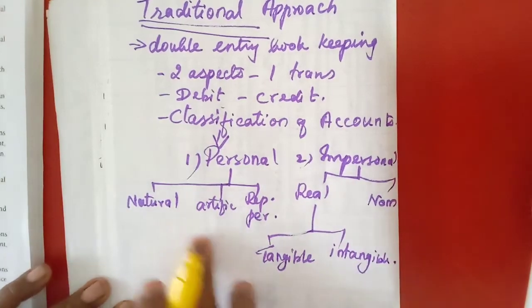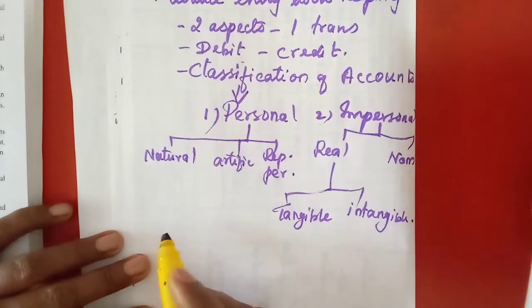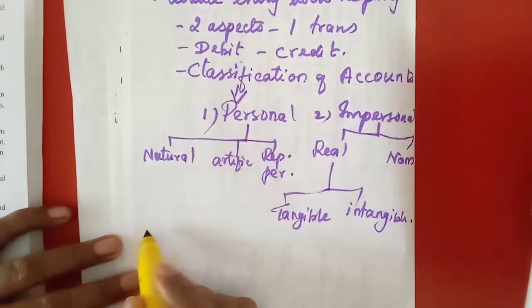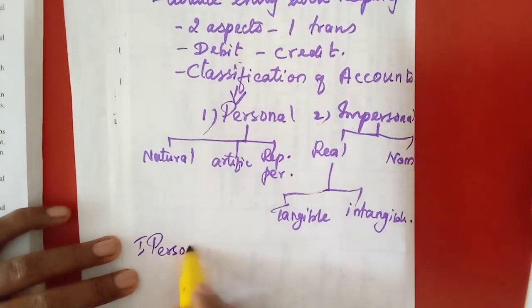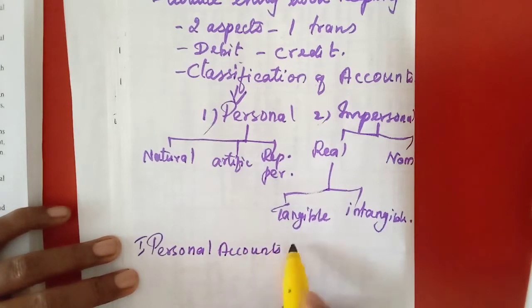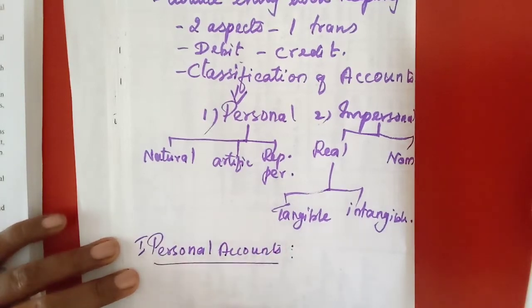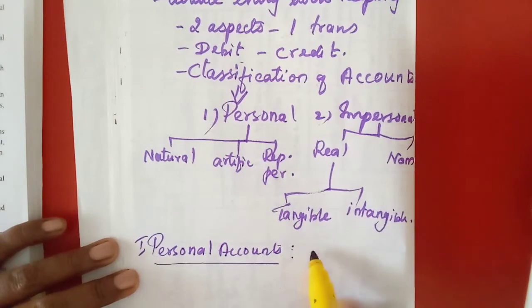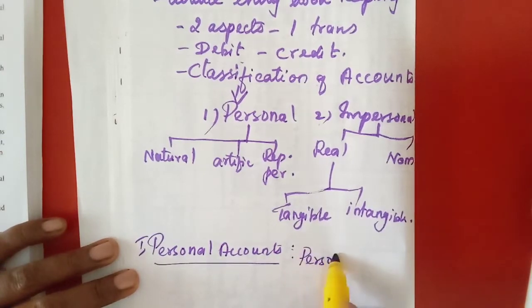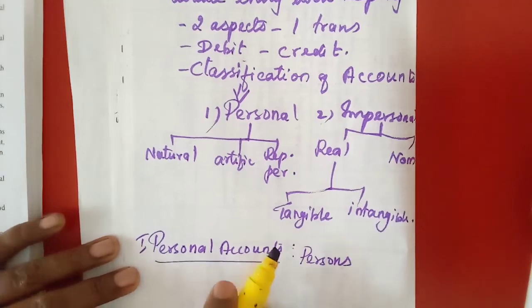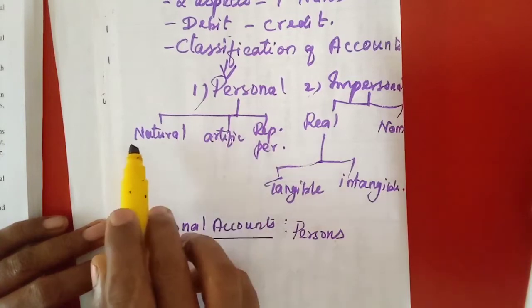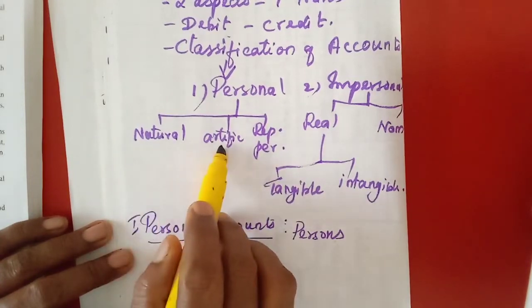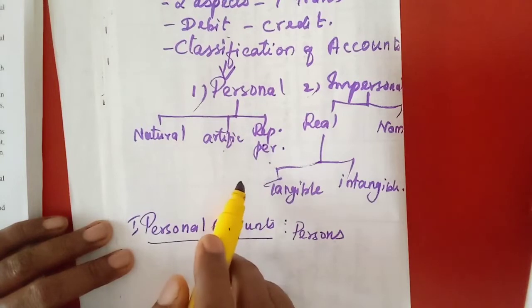I will explain everything in detail to you. First one, personal accounts. The main heading, personal accounts. What are personal accounts? The accounts relating to persons are called personal accounts, isn't it? Here it is again divided into three: natural person's account, artificial person's account, and representative person's account.